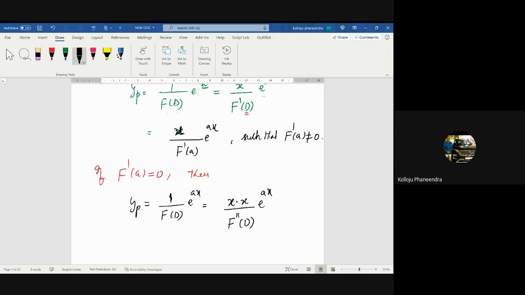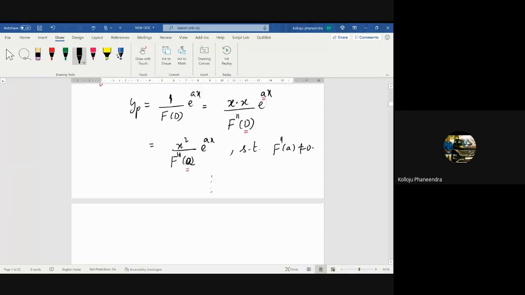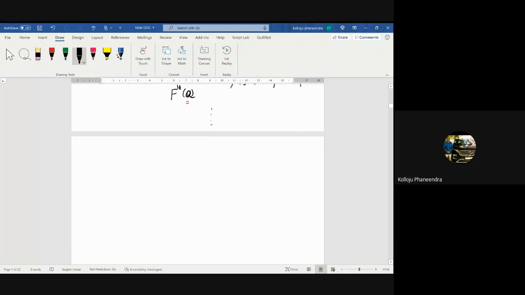derivative of d with respect to d. Then x square by f double derivative d into e power a. Now after taking this, replace d by a. Okay, I have replaced d by a, such that what is the condition? This principle is valid when f double dash a is not equal to 0, and so on like this, and how this formula is derived?